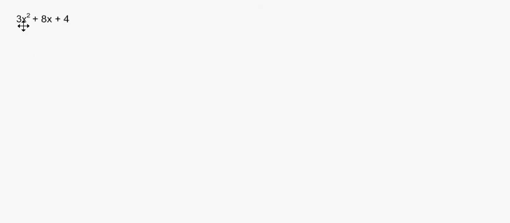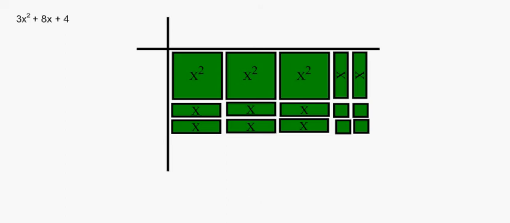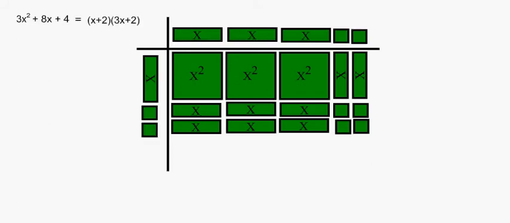When we have an a value other than 1, it's a little bit more problematic to do, but the blocks allow us to do that relatively easily. So we'll let them try to figure out this one, and they'll see it's going to come out looking something like this, or reversed. So we've got our 3x squareds, 2, 4, 6, 8 x's, and our 4 1s. So my factors are 3x plus 2 and x plus 2. And mathematically it would look something like that.